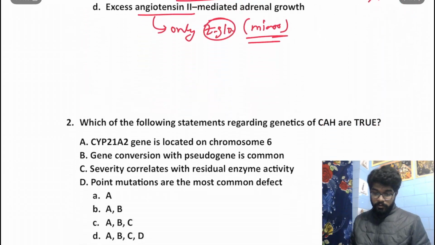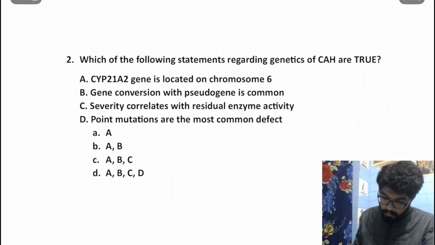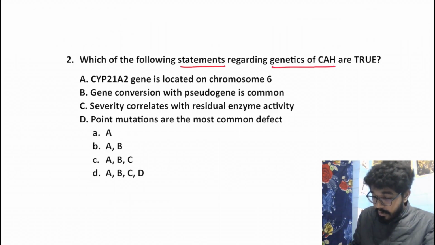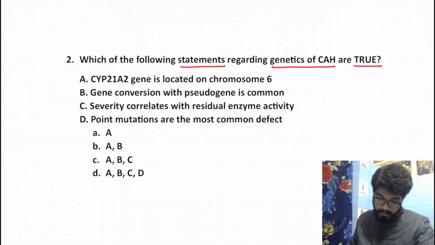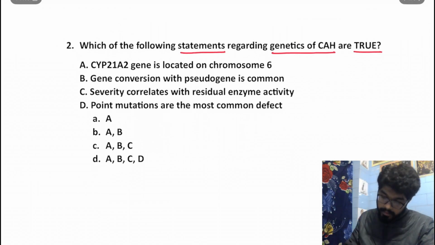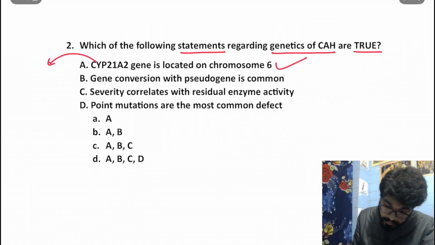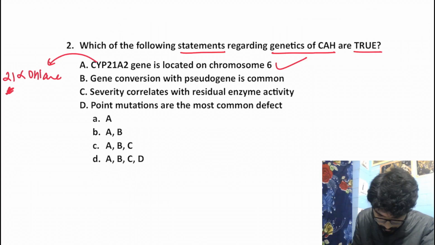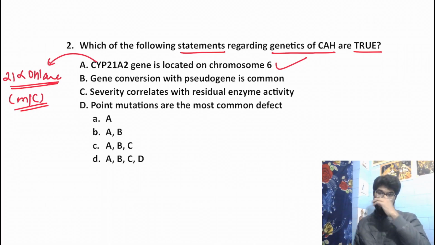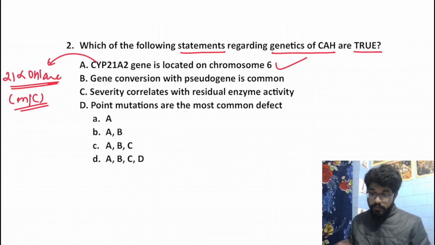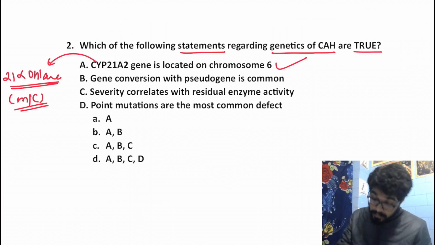Okay. Moving on to the next question. Which of the following statements regarding genetics of congenital adrenal hyperplasia are true? Okay. CYP21A2 gene is located on chromosome 6. This is an extremely factual statement. Yes, this is a true statement. This gene is responsible for synthesis of 21 alpha hydroxylase enzyme. Right. This is the most common enzyme to be deficient in congenital adrenal hyperplasia. Right. Moving on to the next option, that is gene conversion with pseudogene is common. Yes, this is a true statement.